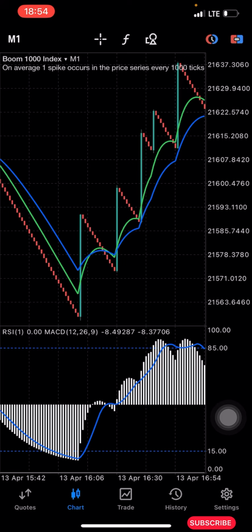So once you have set everything the way I explained it, you are going to have a screen like this one right here. Okay, now this is a spike catching strategy. All right, this strategy we are going to be using it to catch spikes.